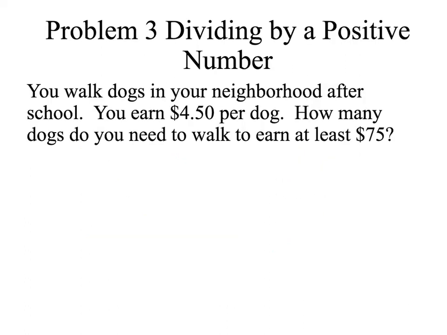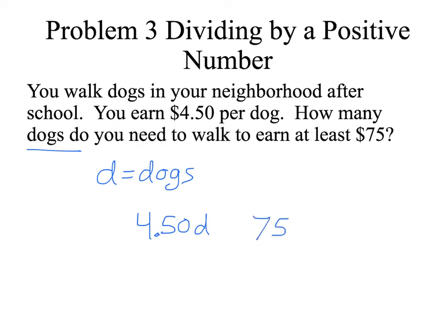Okay, here we have a word problem. It says, you walk dogs in your neighborhood after school. You earn $4.50 per dog. How many dogs do you need to walk to earn at least $75? So, how many dogs do you need to walk? Let's make D equals dogs. Okay, you earn $4.50 per dog. And your goal is to earn at least $75.